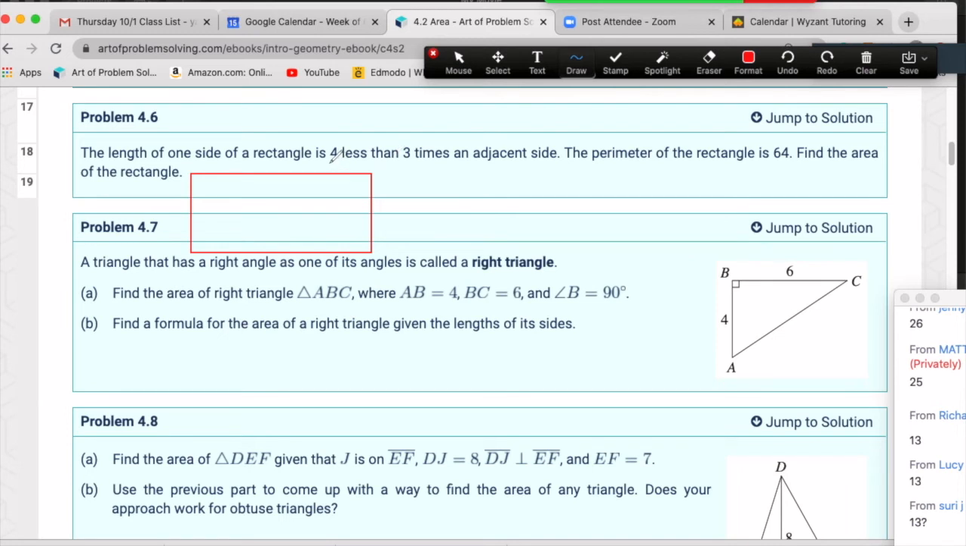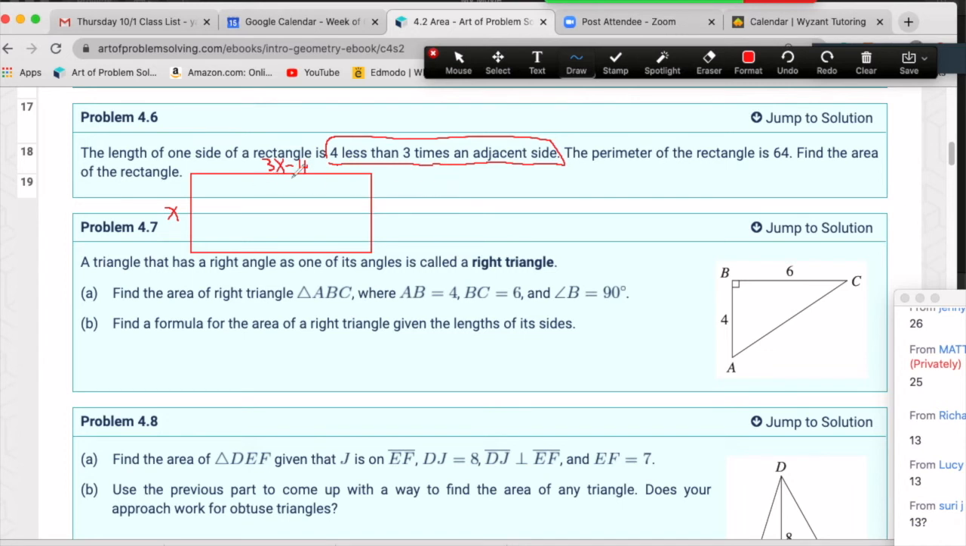Now let's see here. The length of one side is 4 less than 3 times the adjacent side. Now, suppose this side is x. Then this side will equal 3x minus 4, because of this sentence, 4 less than 3 times the adjacent side. Suppose this adjacent side equals x. Then this side will equal 3 times x minus 4.